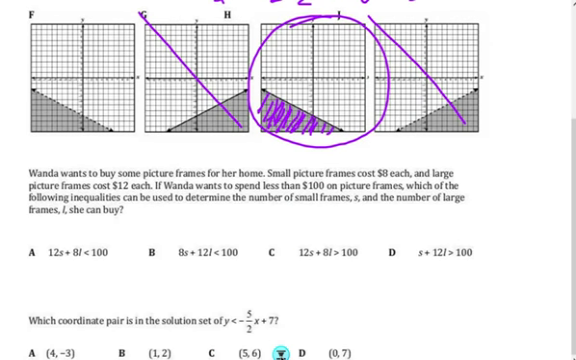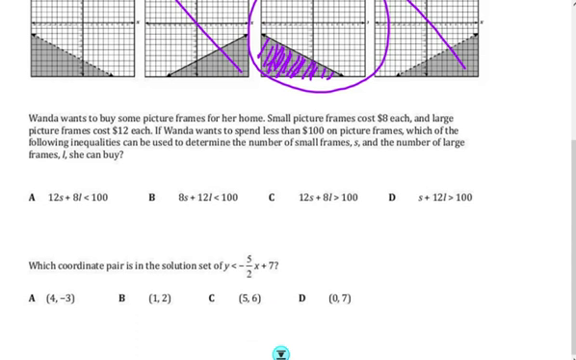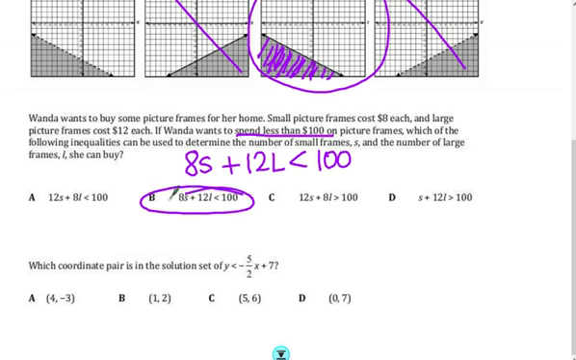Now, sometimes you have to write these inequalities, so we just want to be careful with the wording. Wanda wants to buy some picture frames. They're small ones for $8, large ones for $12. She wants to spend less than $100. So we need to write this out. It costs $8 for a small frame plus $12 for a large frame, and we want to spend less than 100. I don't want to put the equal to sign because it doesn't say she wants to spend $100. It says she wants to spend less than $100. So we see that B is the best answer choice there.